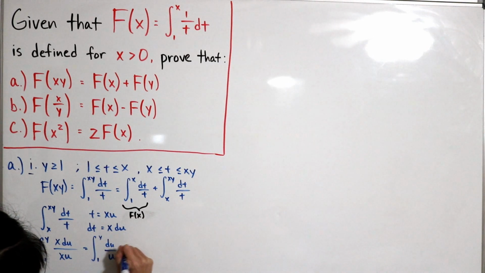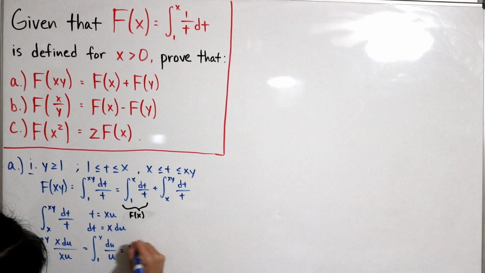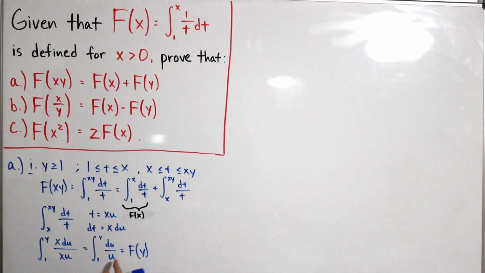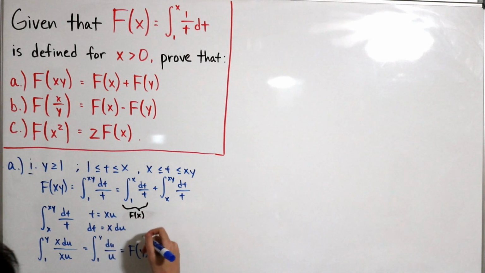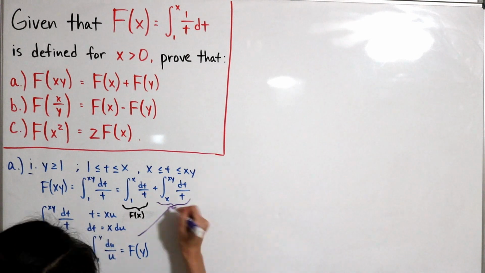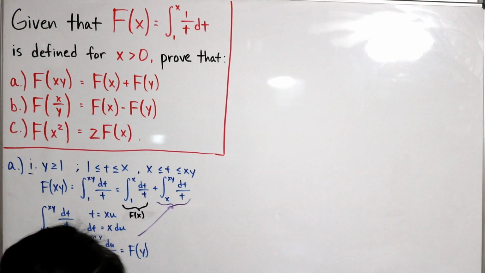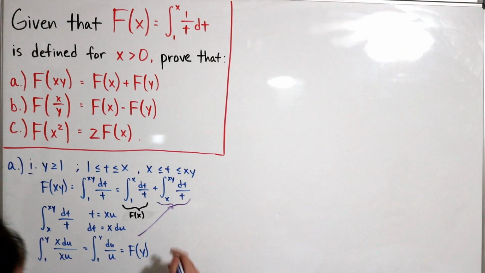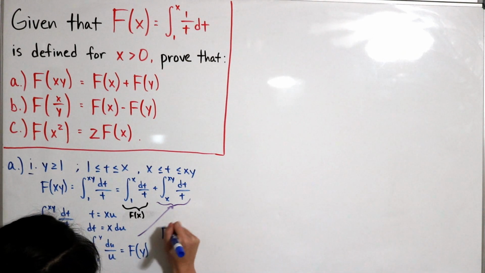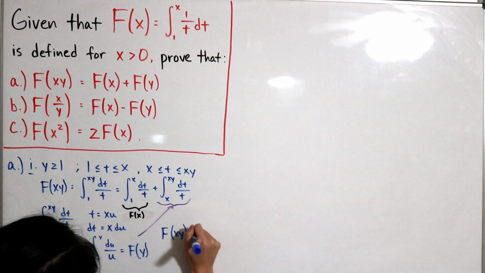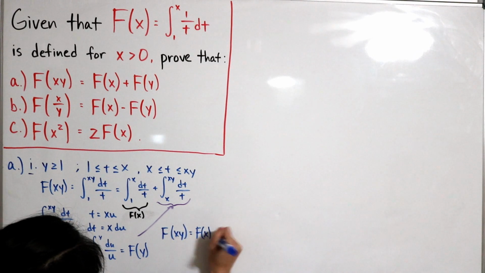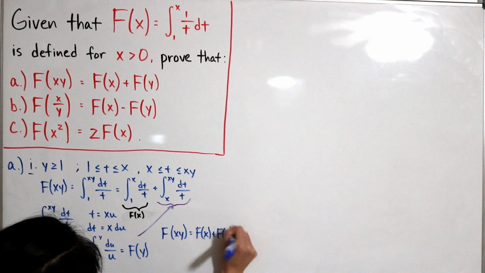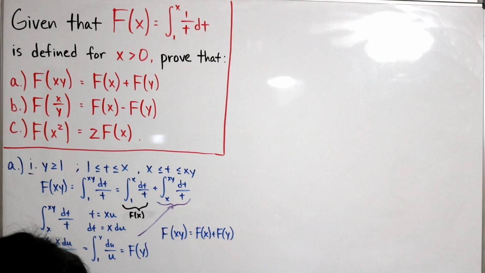Then it's just equal to f of y, since that's just a dummy variable. And then we can put this back into our substitution over here. Now we put that substitution back, and we can see that indeed we validate that f of xy is equal to f of x plus f of y. So that's this first case for part A.